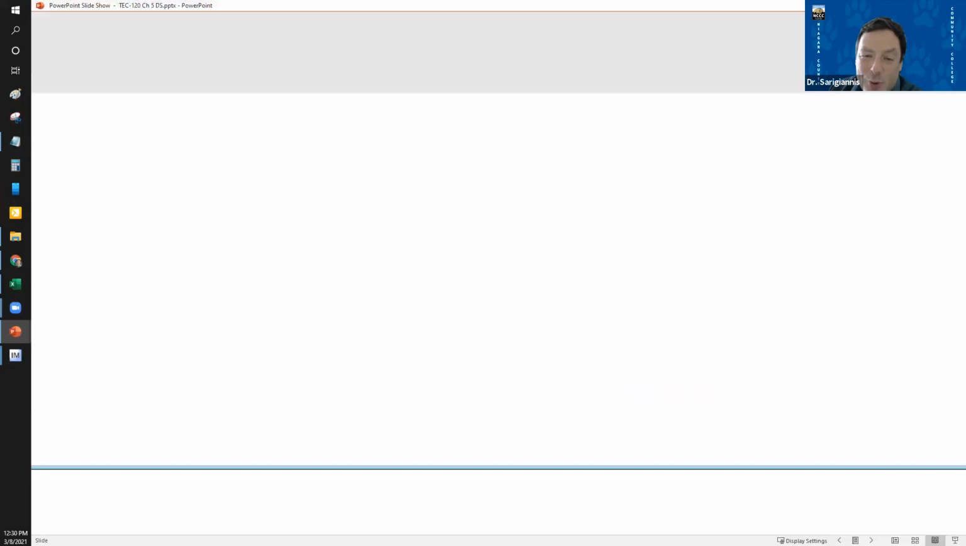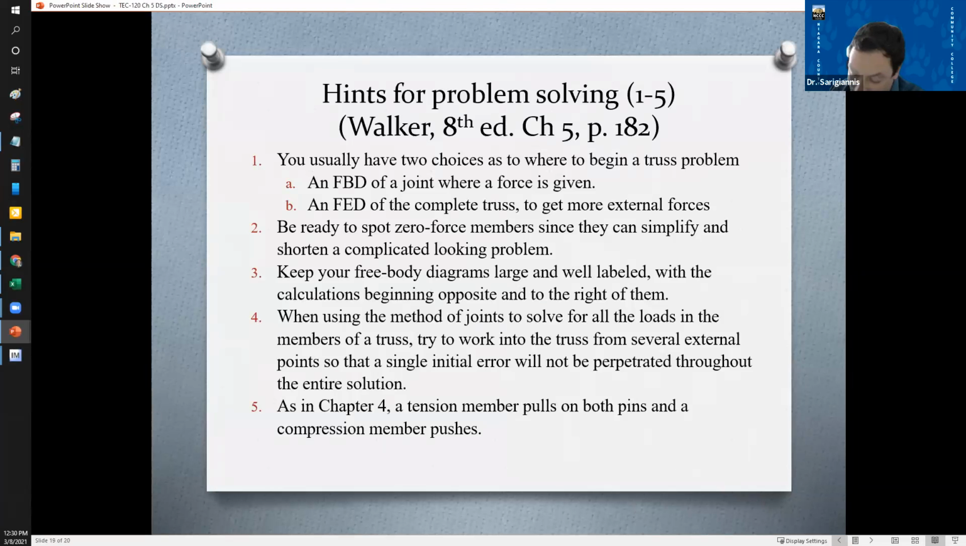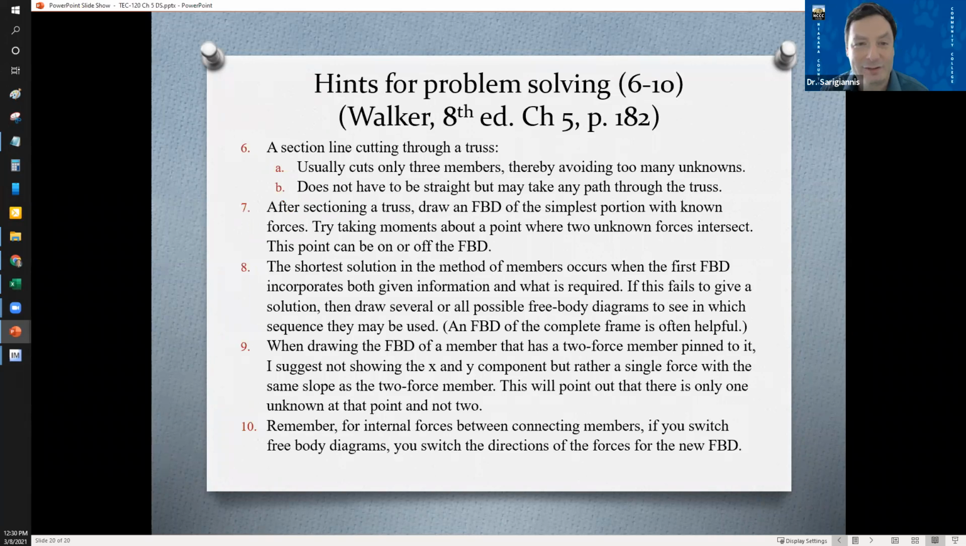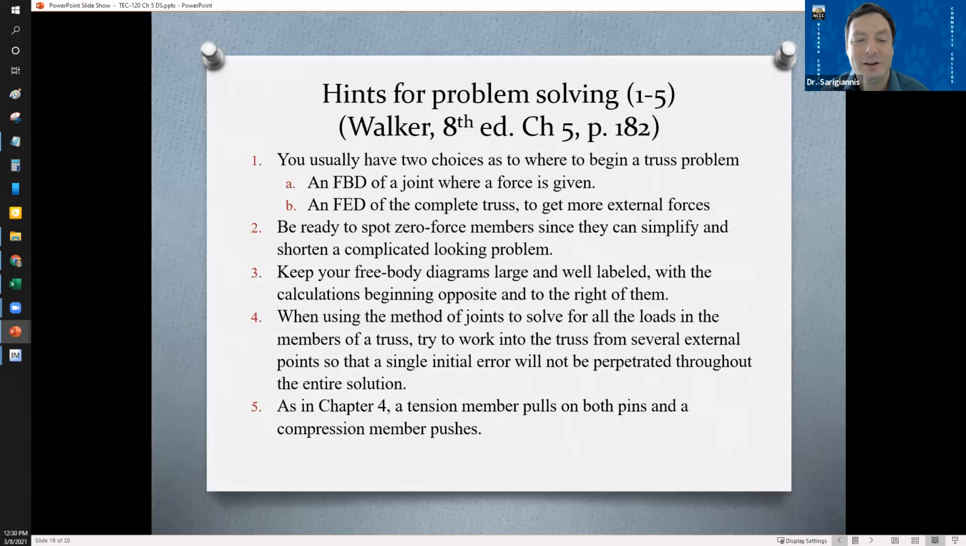The only thing I want to point out on the rest of these slides is, hopefully maybe you've seen them, I probably should have pointed these out earlier. In the back, this is right out of your textbook. All I did is take your textbook hints for problem solving. So it's a reference there, right? Chapter 5, page 182. That's the 8th edition. I don't know if you have another edition, so I'm not sure where those particular problem solving hints are, but there are 2 pages here. There's 10 hints.